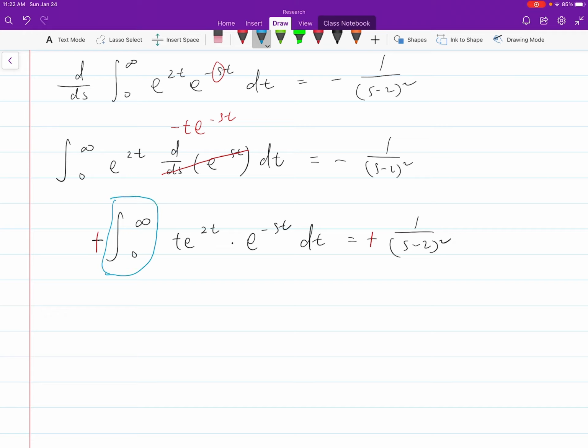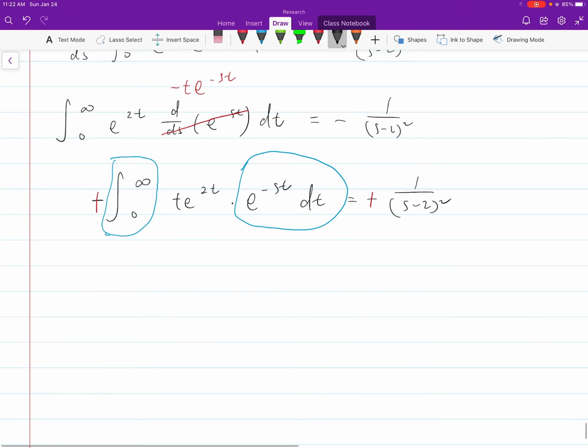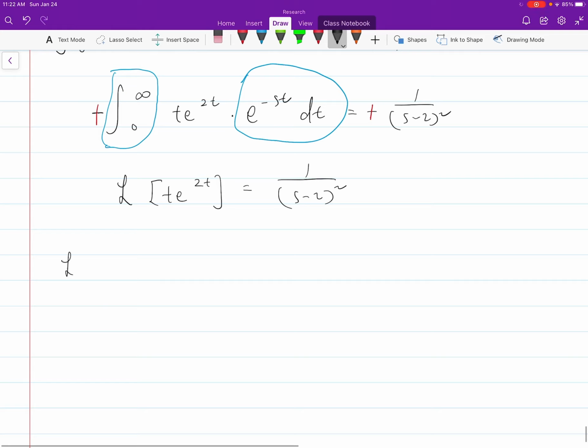This part, as well as this part, is nothing but the definition of the Laplace transform. So this is going to be this. Which means, and that's exactly how we got the solution from here.